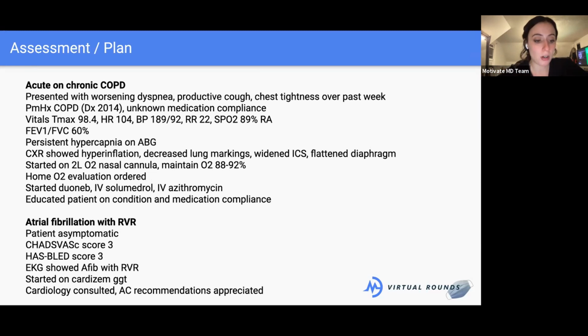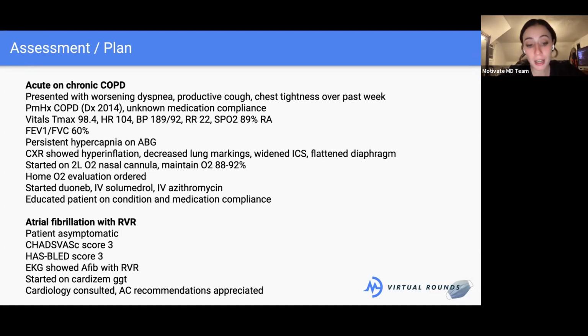EKG showed AFib with RVR. So it's again supporting what we found. The patient was started on a Cardizem drip. So GTT means drip. I know that's funny, and I wanted to put it in here because it took me forever to figure out what that meant. A drip is just like an IV, but it's at a set pace.